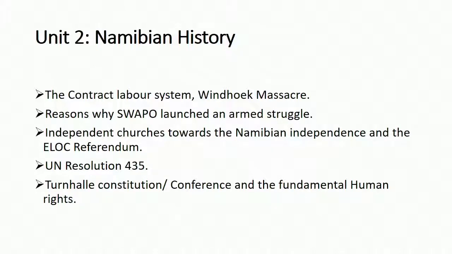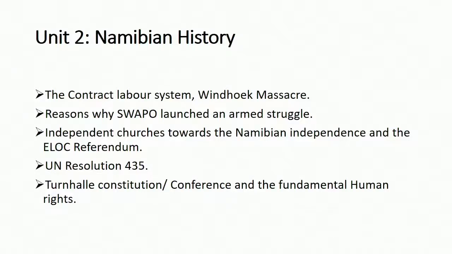Now we go to the independent churches. What are the independent churches? What role did independent churches play towards the independence of this country? So, before you go to the role the churches played, you must know the reasons why the independent churches were established. You should be able to describe, to name and explain the reasons why independent churches were established.